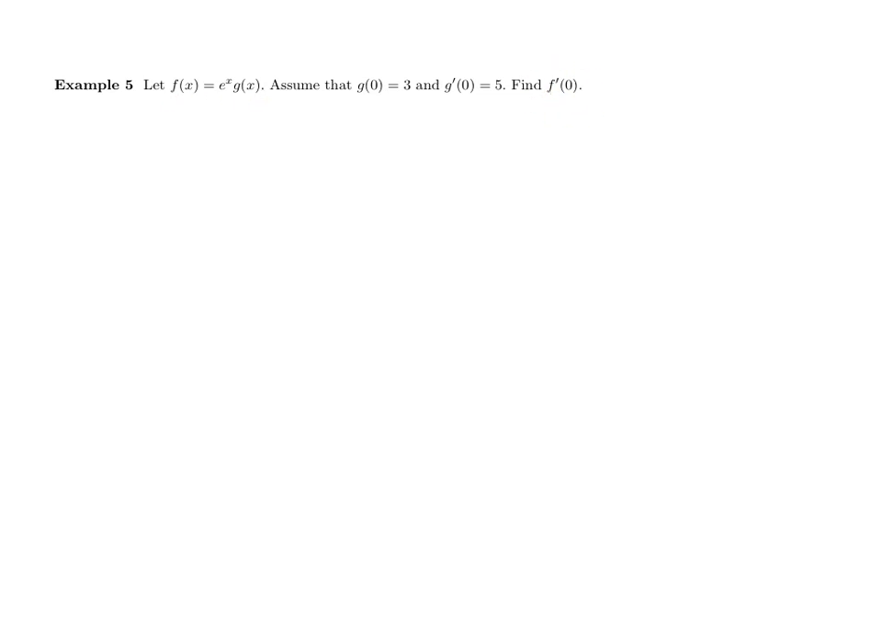Step 1 is, if you want to find f prime of 0, you have to find f prime of x. So I'll start there. So what is f prime of x? Well, we have a product of two functions, e to the x and g of x. And the product rule says it's the first times the derivative of the second. And the best we can do is just write that as g prime of x. We then add on the second and take the derivative of the first, which is e to the x.